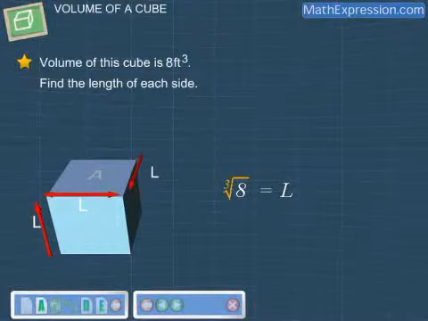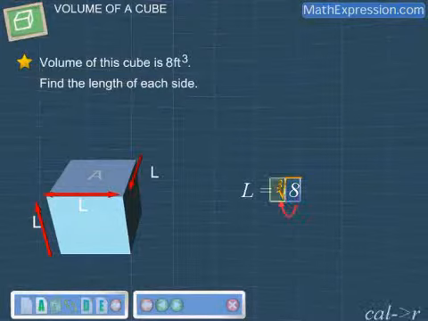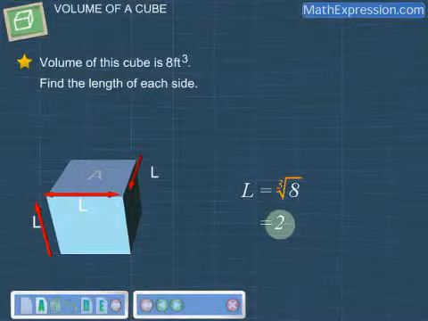Before we continue, let's rewrite this equation properly by swapping these terms. Next, cube root of 8 is 2. So we have L equals 2. Now, this number is meaningless unless we include the unit for it. Since the volume is in cubic feet, the length of the sides will be in feet. Hence, the length of the sides is L equals 2 feet.